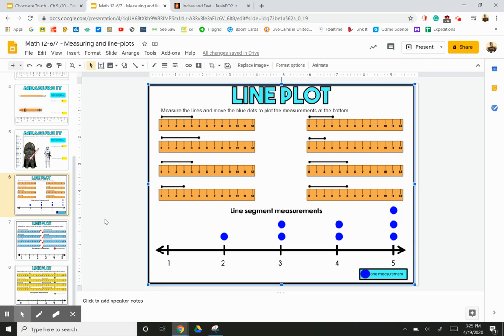So I hope you have fun. I hope you have an understanding of how we can measure starting at the 0 with 1/4-inch rulers, and then how we can take that information and that data and put them onto line plots.